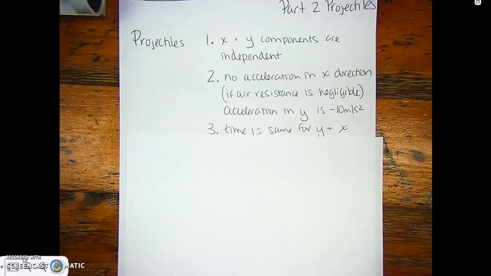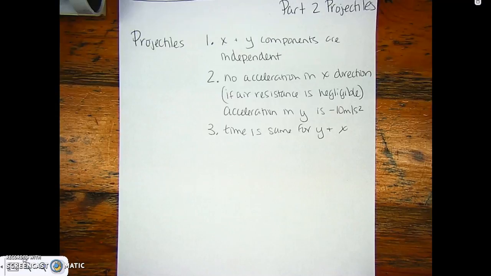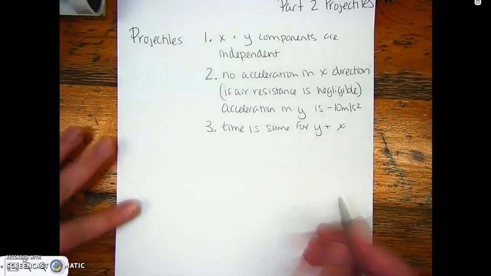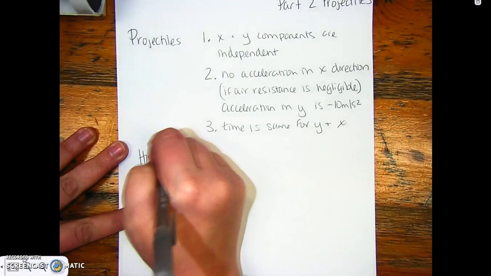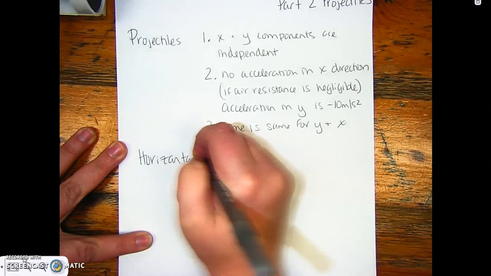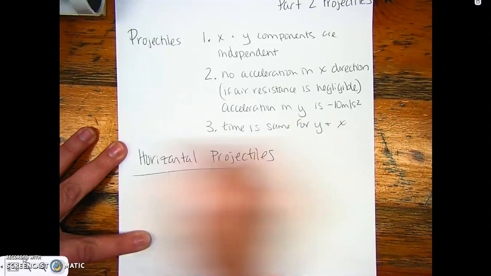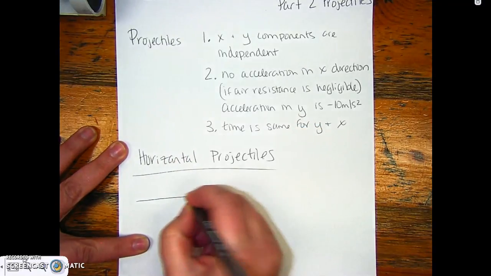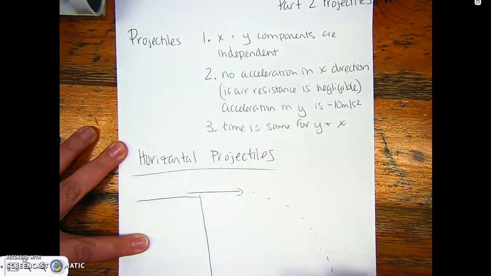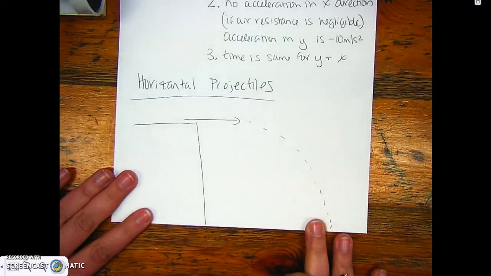And then the third thing we have to remember about projectiles is that the time something's flying in the air horizontally is equivalent to the time that something is dropping vertically. All right, so when we have a horizontal projectile, this is the first example. Horizontal projectiles are going to be something that is launched straight off of the top of a building and flying.